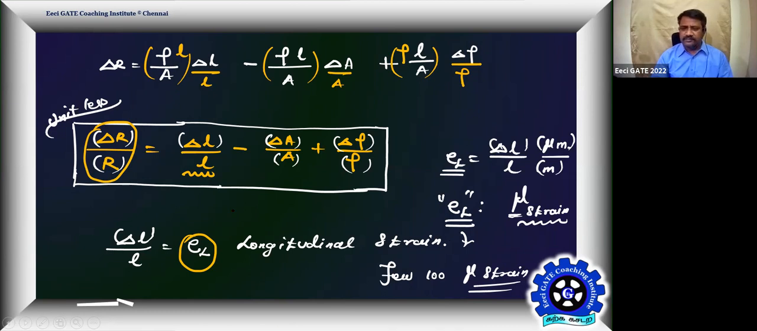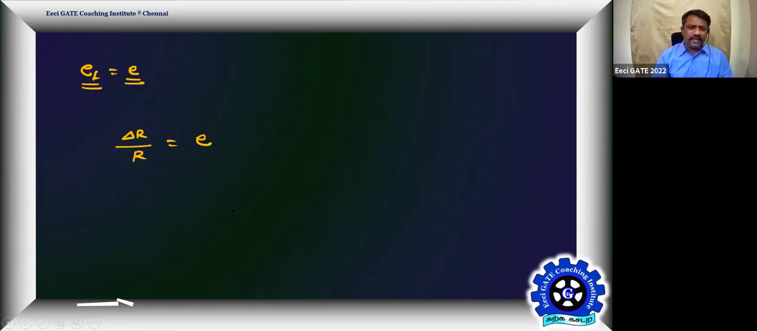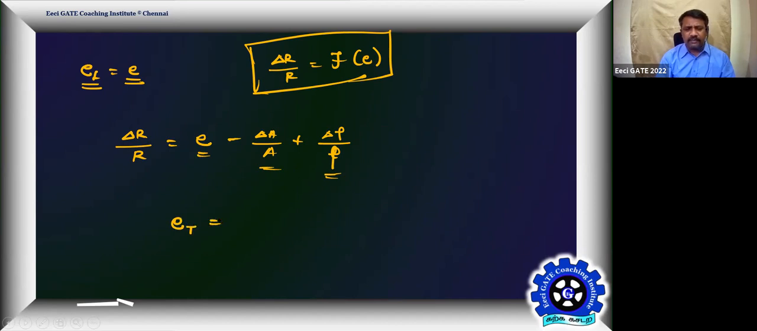Yes, sir. Okay. Now, delta R by R is equal to E minus delta A by A plus delta rho by rho. The goal is I want to connect delta R by R as a function of the strain only, the longitudinal or axial strain. That's the plan. The first term is already in terms of strain, but the rest of the terms I need to change. For that, I'm looking for a connection between ET and EL. So tell me, what is ET as a function of longitudinal strain?